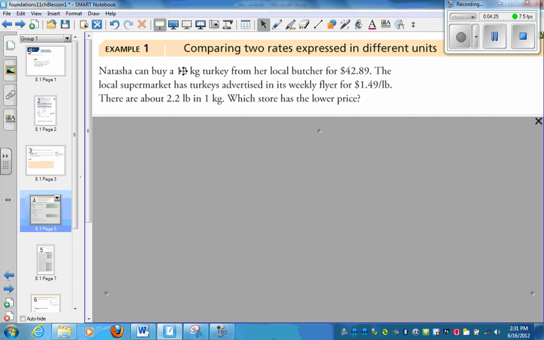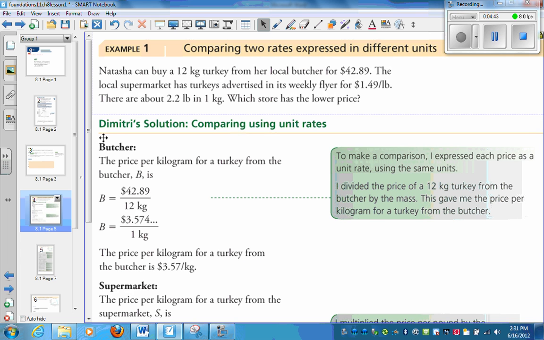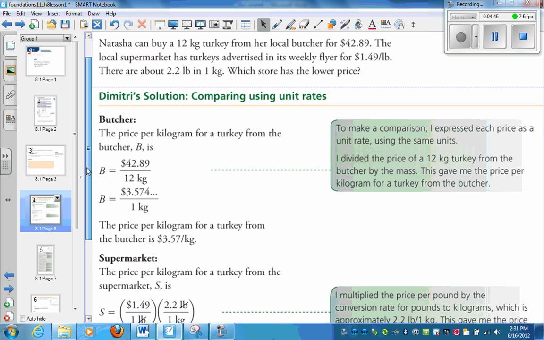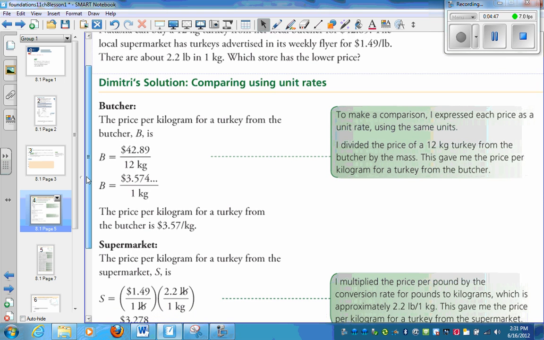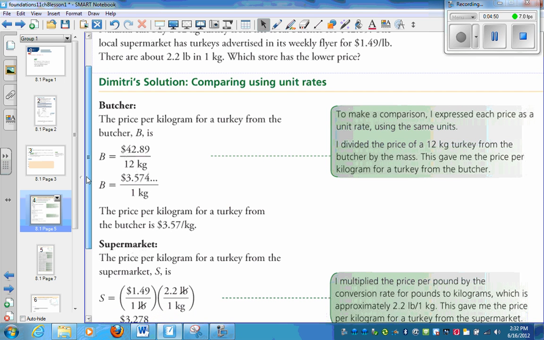So she can buy a 12-kilogram turkey from her local butcher for $42.89. The local supermarket has turkey advertised as $1.49 per pound. There are about 2.2 pounds in a kilogram. Which store is lower? Okay, so let's look at how Dimitri solved this. So what he did is he wanted to put the price per kilogram for the butcher.